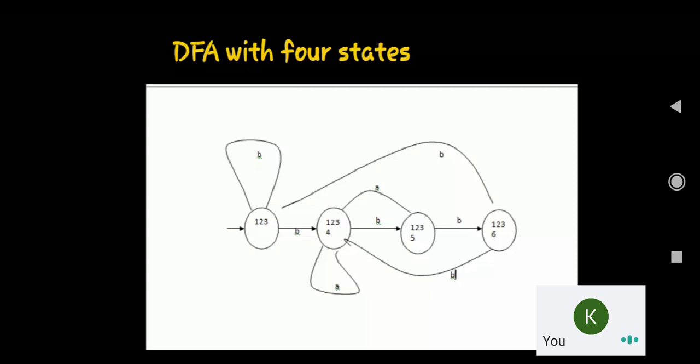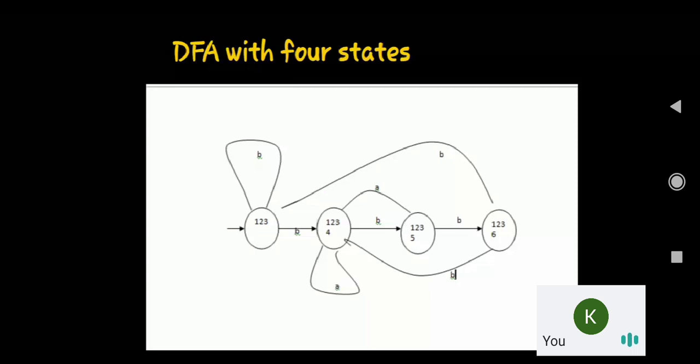Comparing the previous diagram and this particular diagram, in the previous diagram state A and state C used to work in a similar way. How did it work? It used to receive the input B, and it used to send the output A to the next state. From state A to state B, it used to send the label A. Similarly here, state 1 2 3 receives the input label B, and the output it passes is A. From 1 2 3 to 1 2 3 4, it is passing the label A.